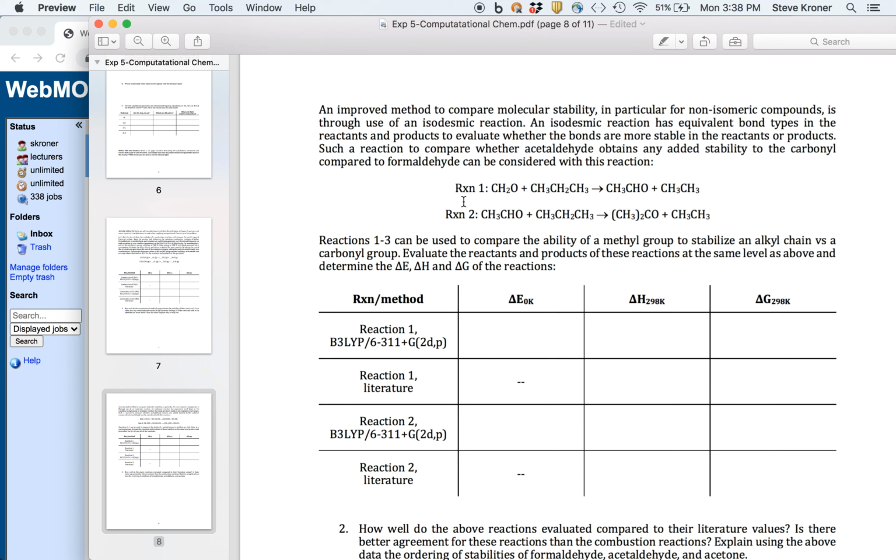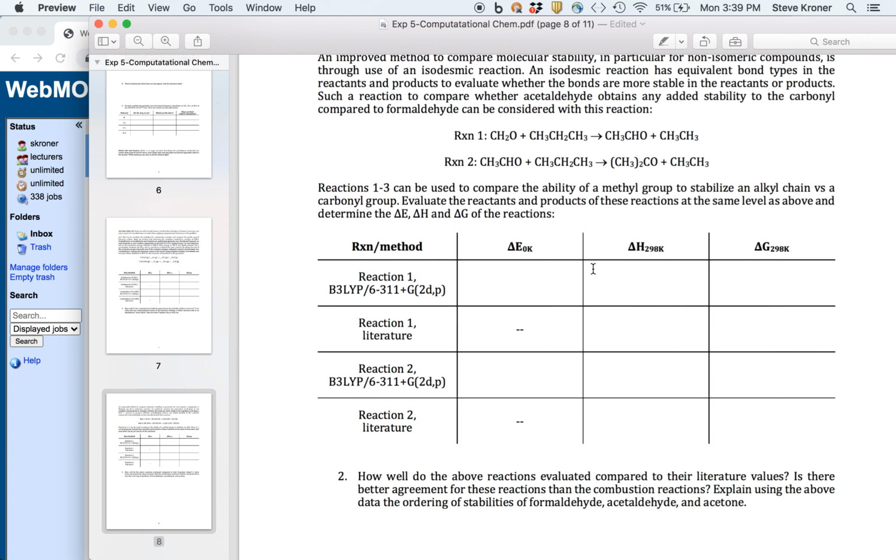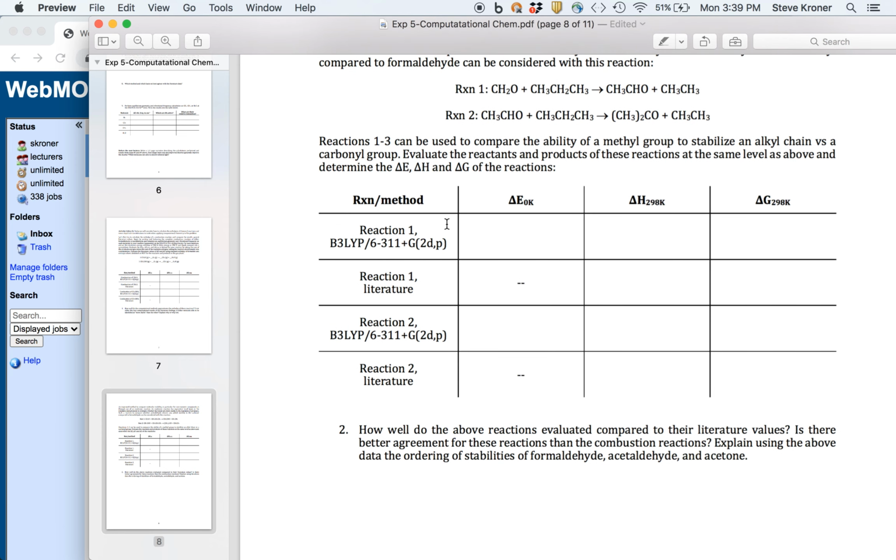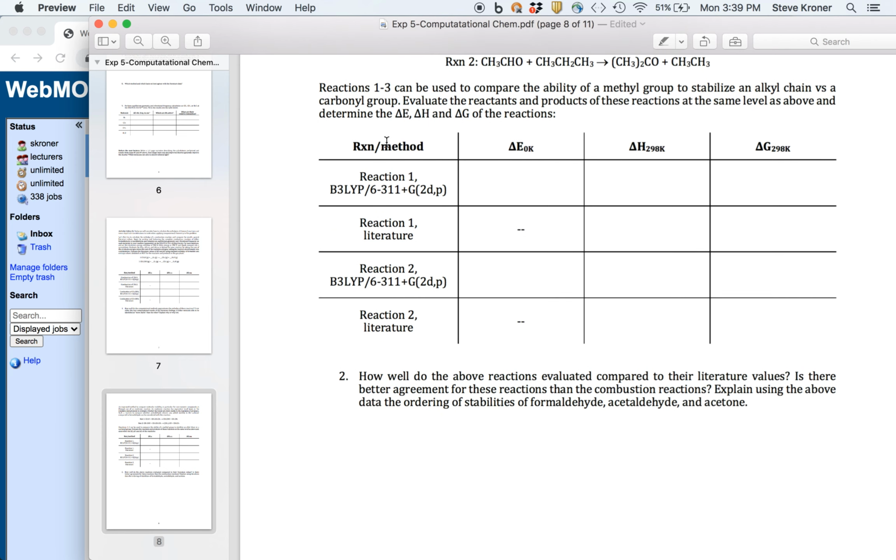One of the things about reactions 1 and 2 here is they are what we call isodesmic reactions, meaning their bond types are identical on both sides. Both sides of the reaction have identical numbers of CH bonds, CO double bonds, CC single bonds. So if you notice, the bonding type is much more similar in reaction 1, reactants and products, and likewise for reaction 2. So I think you're going to find that reactions 1 through, actually, I guess it says 1 through 3, but reactions 1 through 2 are going to be modeled probably much more accurately here.